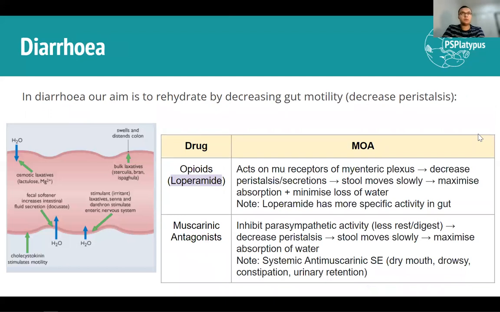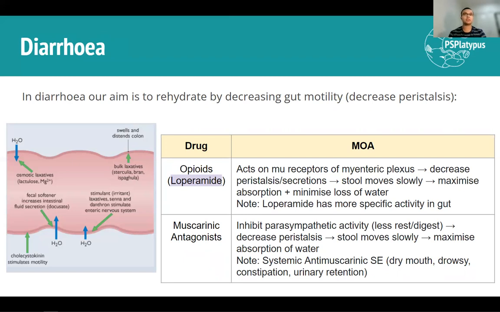Next up, we have treatment of diarrhea. With diarrhea, our primary aim is to actually rehydrate patients. One of the ways that we can do that is by decreasing gut motility, so slowing down the passage of food through the gut, and therefore maximizing absorption of water from that. The way that we achieve this is primarily by decreasing peristalsis, so decreasing the movement of the gut that pushes food out. Ways that we can do that is we have opioids available to us.